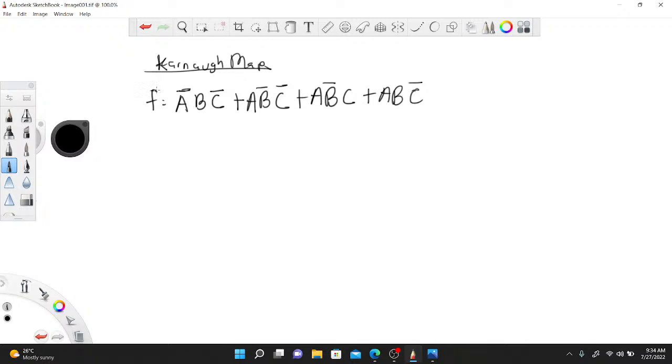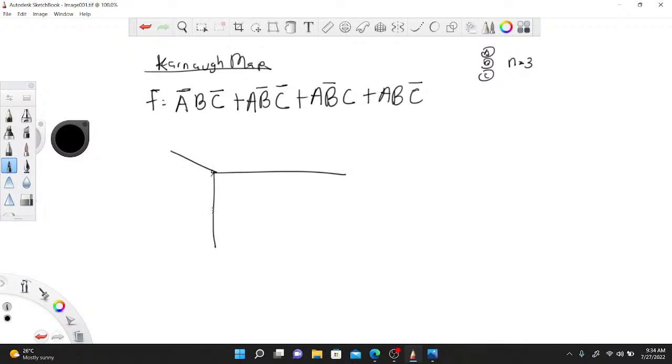So to find the Karnaugh map for this, first you have to determine the number of distinct or unique variables in your system. Right now we see that we have A, we have B, and we have C, right? We don't have any other type of variable, so our n is equal to 3, right? We need a 3-bit Karnaugh map. So now let's go ahead and do it.